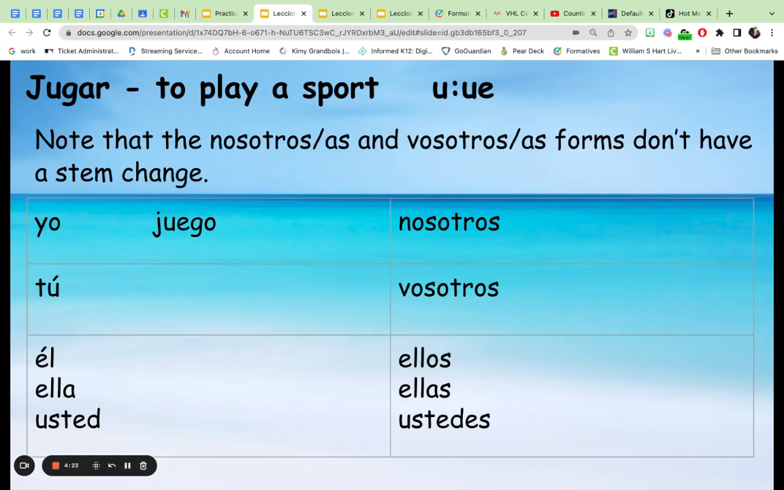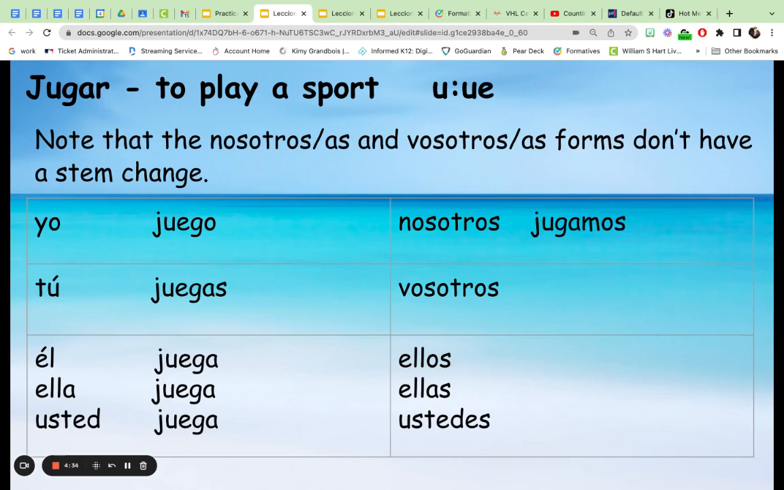Jugar is a U to UE stem changing verb. It's one of the only U to UE stem changers. Yo juego. Tú juegas. Él juega. Ella juega. Usted juega. Nosotros jugamos. Vosotros jugáis. Ellos juegan. Ellas juegan. Ustedes juegan. Again, the nosotros and the vosotros forms do not change. The stem only changes in the yo, tú, él, ella, usted, ellos, ellas, and ustedes. Now, this is a special setup.